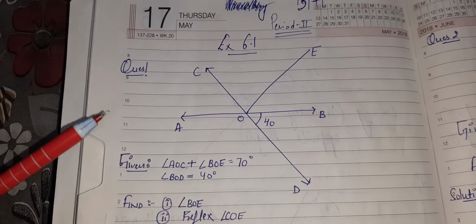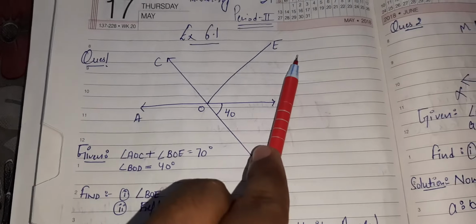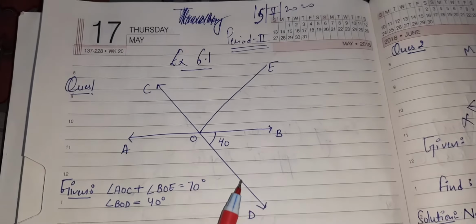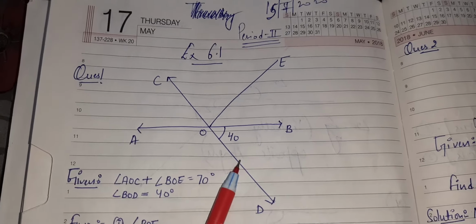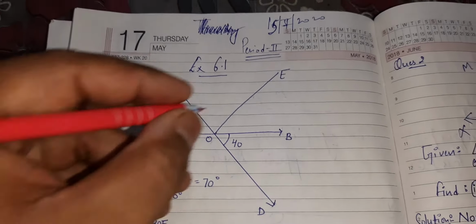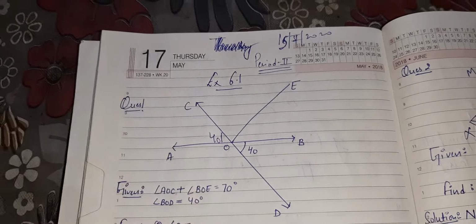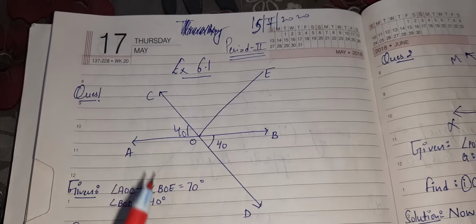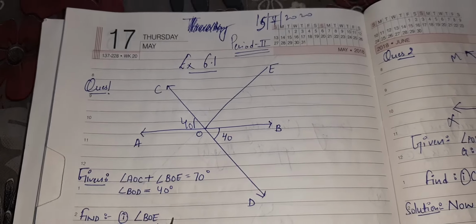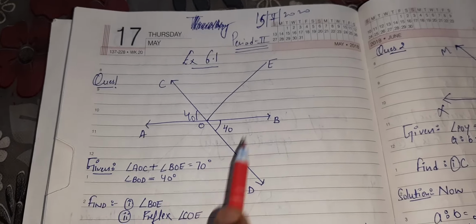Question number 1 says, angle AOC plus BOE is equal to 70 and BOD is 40. I'm solving this question in front of you in this figure only. Look at it very carefully. If BOD is 40, AOC will also be 40, vertically opposite angles. Got it? AOC is 40, but AOC plus BOE is given as 70. If I put AOC as 40, I will get BOE as 30.